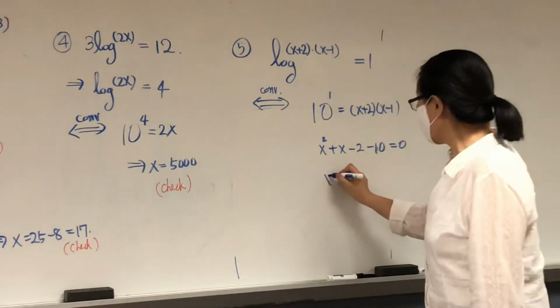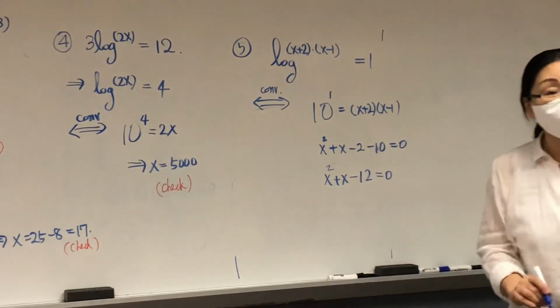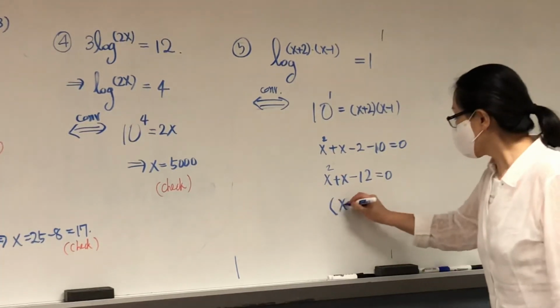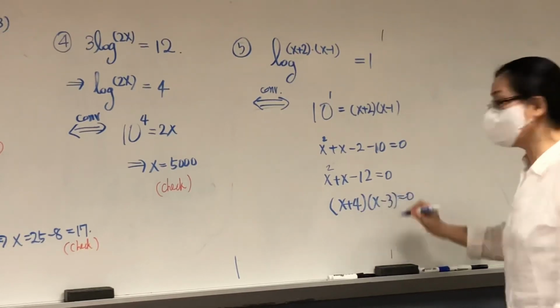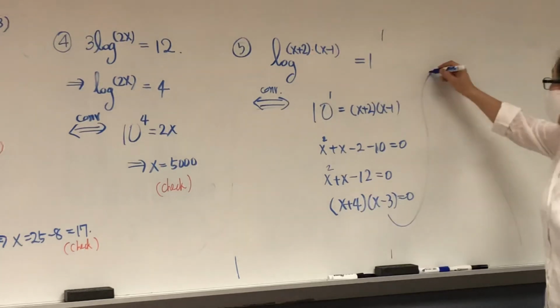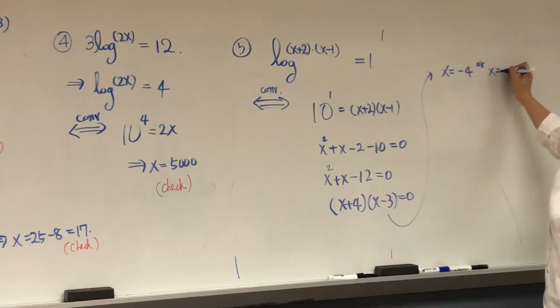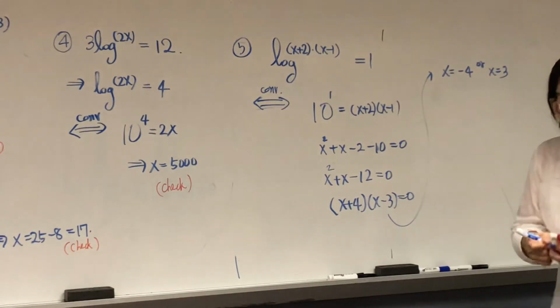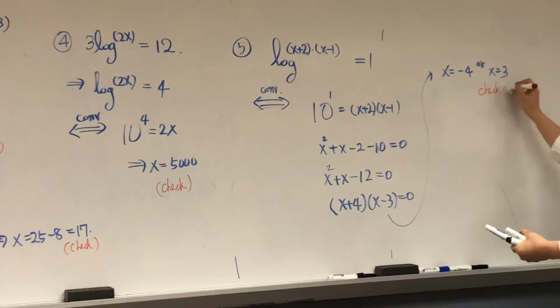So what? X squared plus x minus 12 equal to 0. Factor, right? So what? X plus 4, x minus 3 equal to 0. Am I right? So now, looks like x equals negative 4 or x equals 3, but check. X equals 3, right? Because it can't be less than 0.